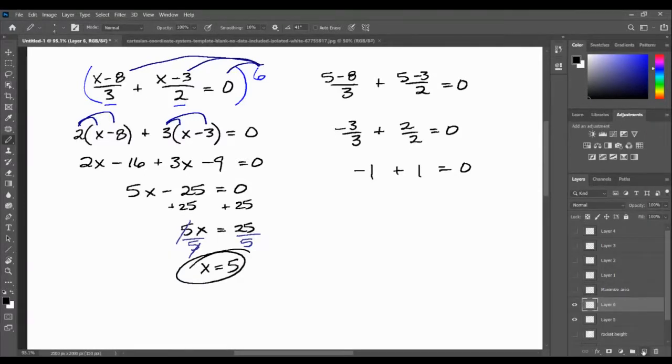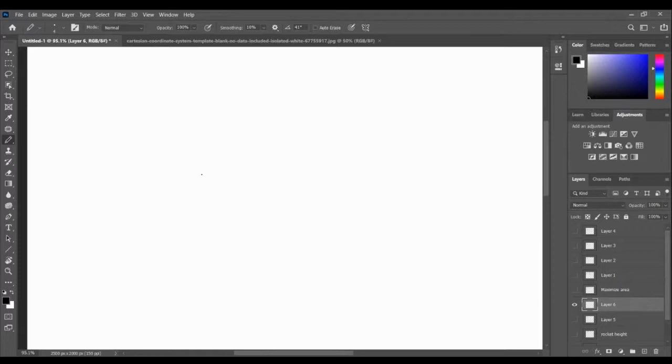Let's do another one where we do have a variable in the denominator. And you will see the importance of checking our answers. Let me hide that and do a different one. x squared over x minus 3 equals 9 over x minus 3.